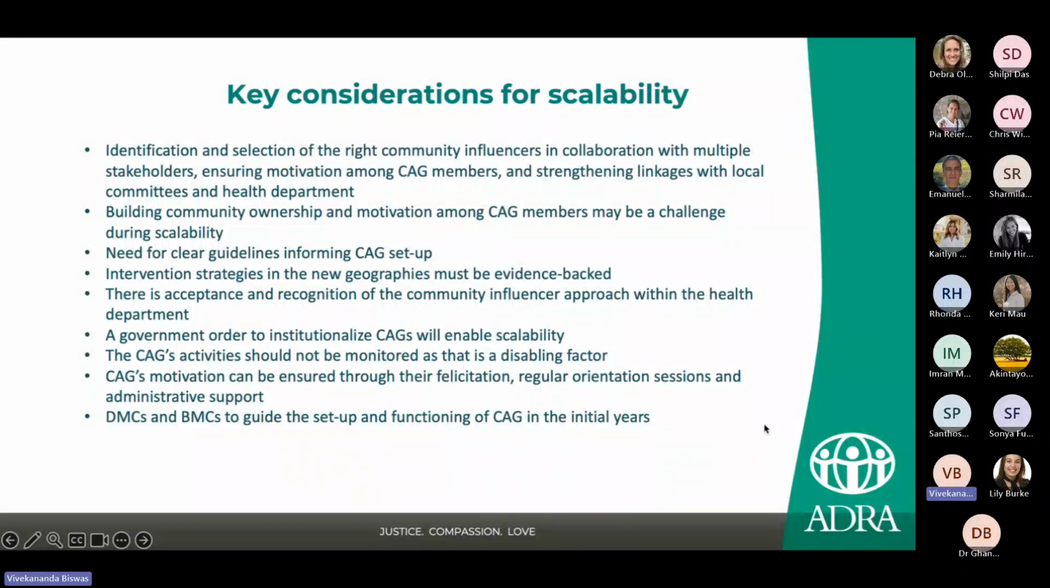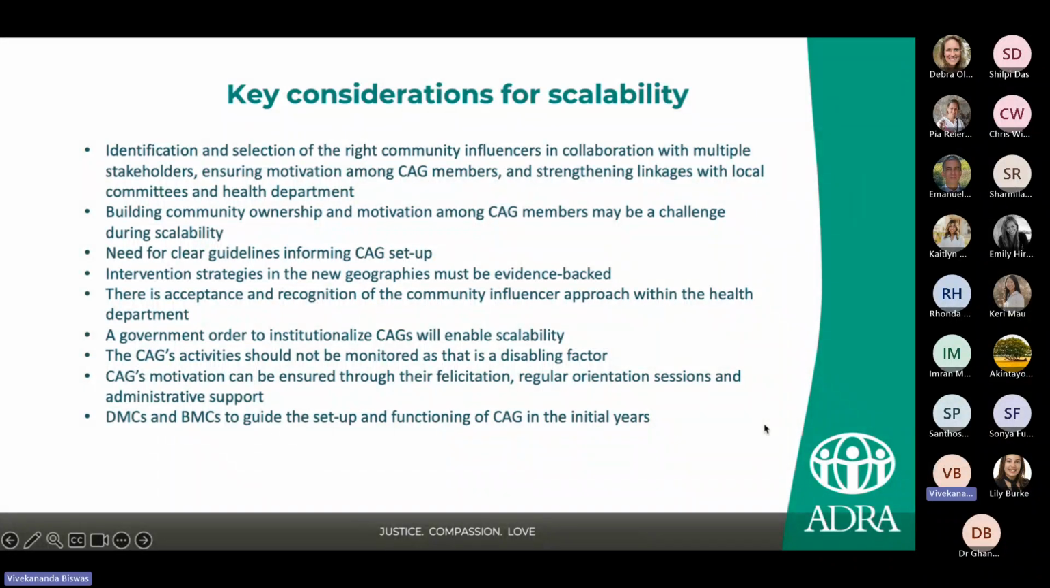Then the intervention strategy in the new geographies must be evidence-backed. Like what are the strategies, what are the interventions, and what is the purpose of the formation of CAGs? That has to be very clear, and there has to be a mechanism of acceptance and recognition of these community influencers through the health department and also through the other administrative departments.